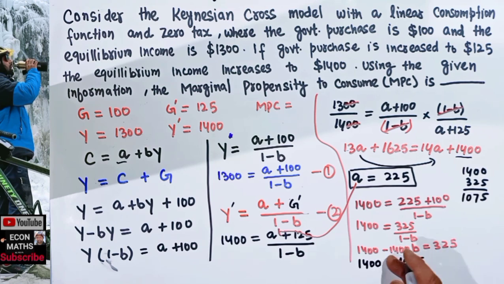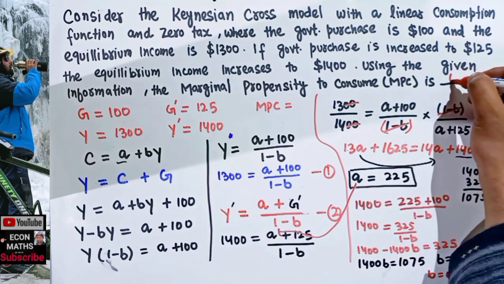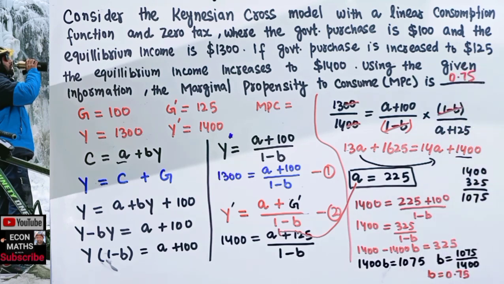So here we have 1400B is equal to this. That gives B will be equal to 1075 divided by 1400. Solving this, it will give us the value of MPC. It will come out to be 0.75. That means we will get 0.75. The right answer should be 0.75. So we got the value of marginal propensity to consume.